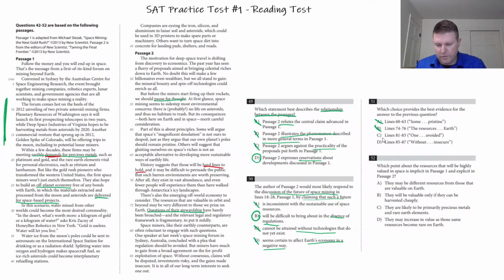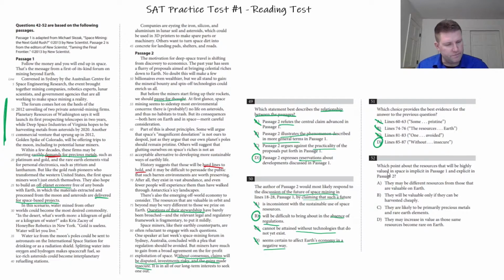Let's look at 81 to 83. "One speaker at last week's space mining forum in Sydney, Australia, concluded with a plea that regulation should be avoided." The author does not agree with this guy. So this space miner is thinking like, hey, we shouldn't have anything regulated, but that's not what the author of Passage 2 believes, right? So nope. And then lines 85 to 87. "Without consensus, claims will be disputed, investments risky, and gains made insecure." This is exactly what the author was saying in terms of consequences of not having regulations in place before space mining. So D is perfect.